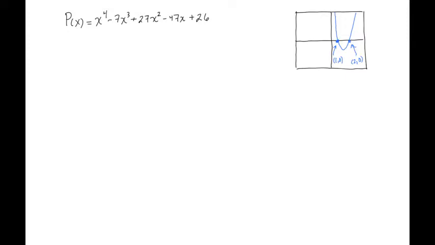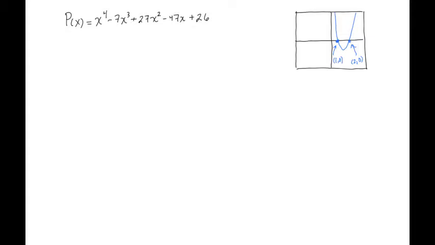In this video, we are going to learn how to factor a polynomial into all of its linear factors, which means that we're going to also find all of the zeros of the polynomial function. So here I have the polynomial function written for you: x to the fourth minus 7x cubed plus 27x squared minus 47x plus 26.